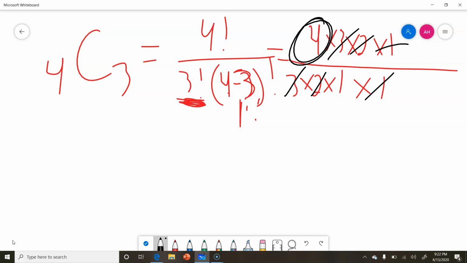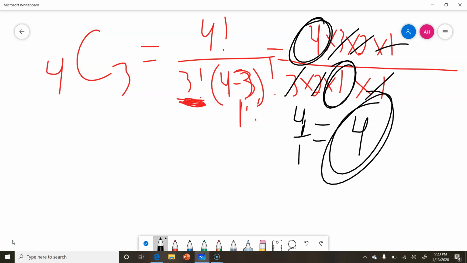So what I have left on top? 4. What I have left on the bottom? 1. So what is 4 divided by 1? Well, you guessed it. That's 4. So my answer to that one is 4.